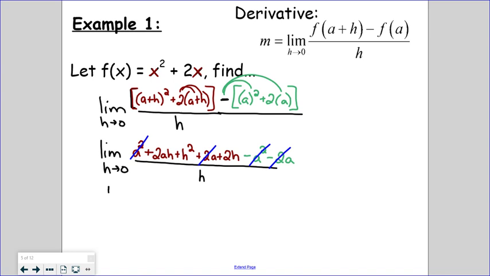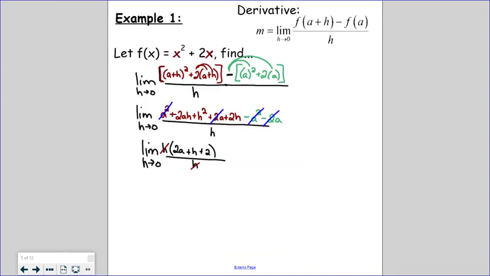And that's kind of where we're headed with this, is I'm trying to simplify this down so I can eventually plug in 0 for h. And in order to do that, I've got to simplify. We'll pull out that GCF in the top. If I pull an h out of each of my terms that are left over, we would have 2a plus h plus 2. That's where the simplifying happens, is I can simplify the h out of the top and the bottom. Leaving me with 2a plus h plus 2.